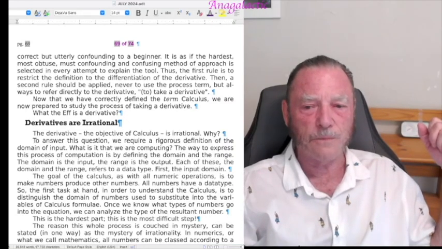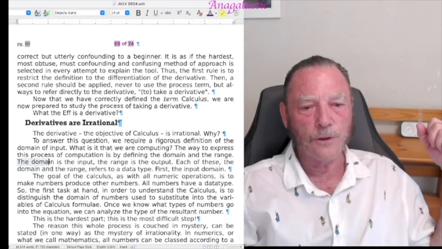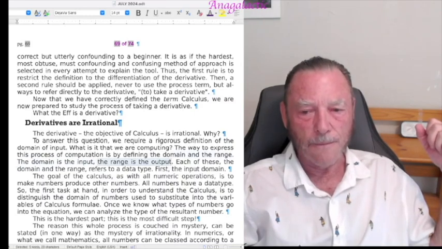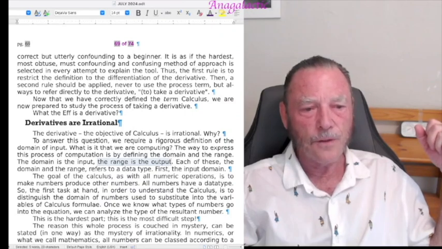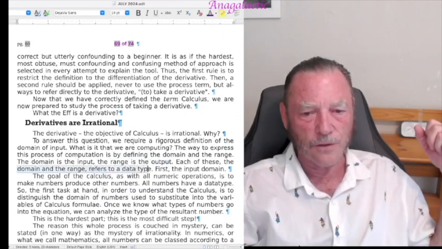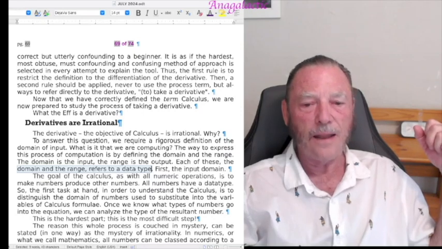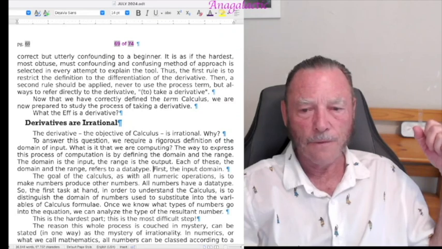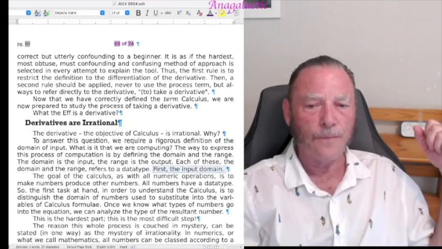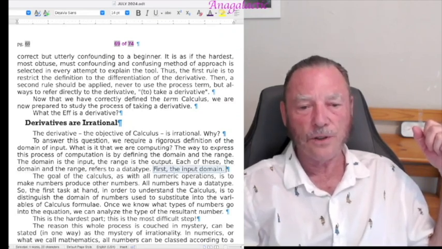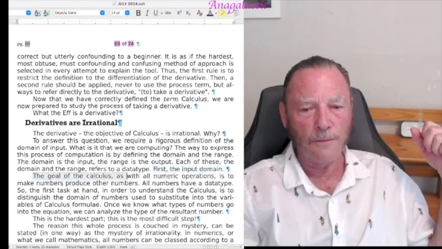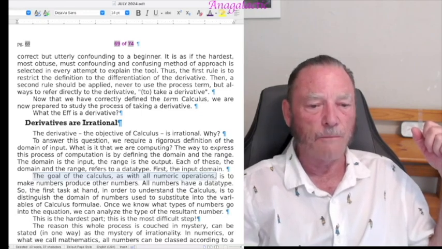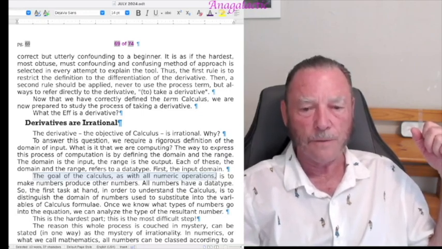Why do we have these terms domain and range? The domain is the input, the range is the output. Each of these, the domain and the range, refers to a data type. A data type, which can be constructed as one word. First, we want to talk about the input, which is the domain. The goal of the calculus, as with all numeric operations, is to make numbers produce other numbers.